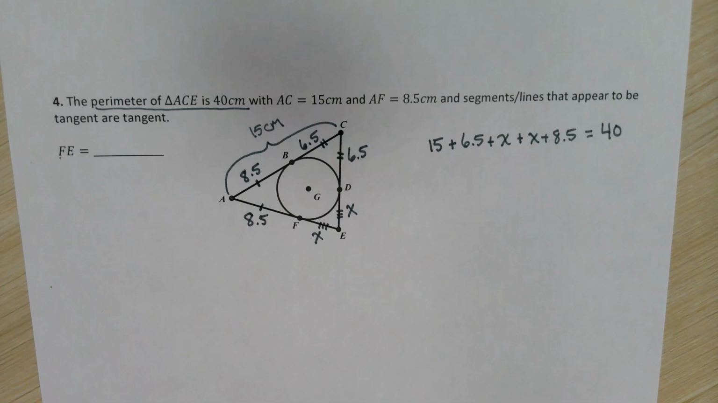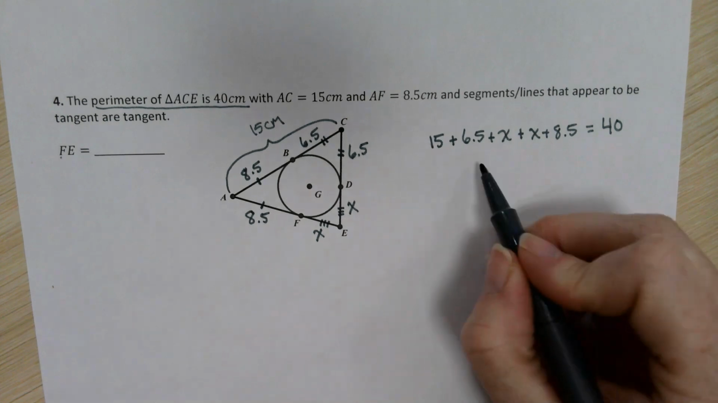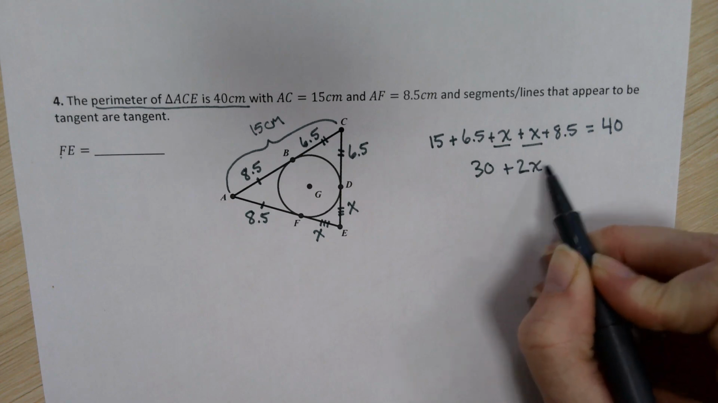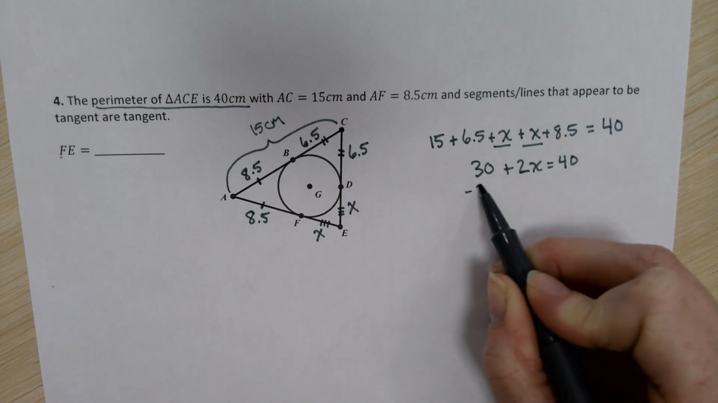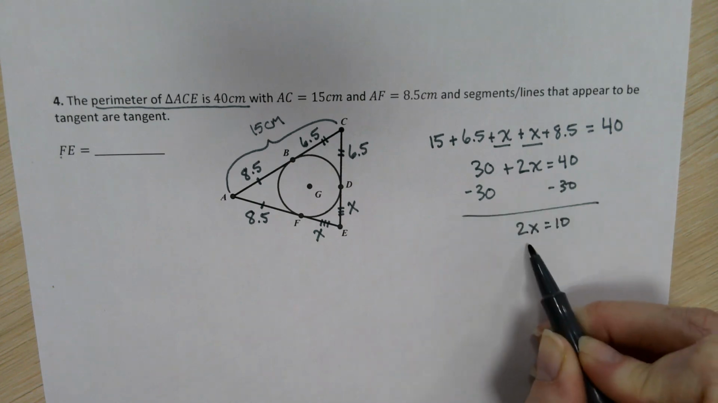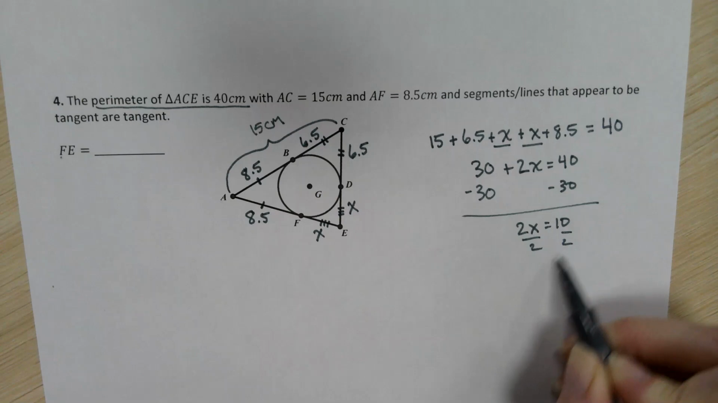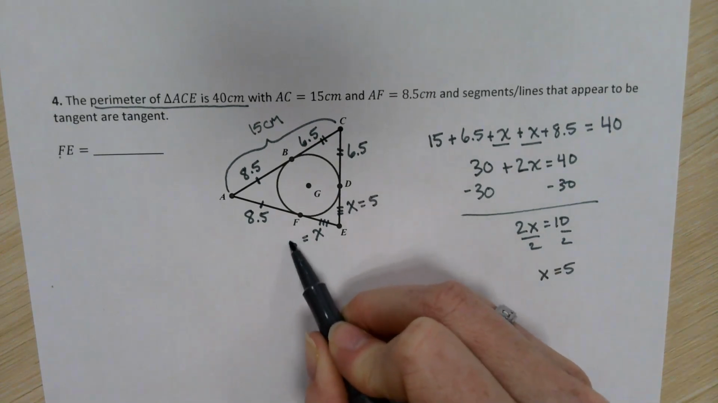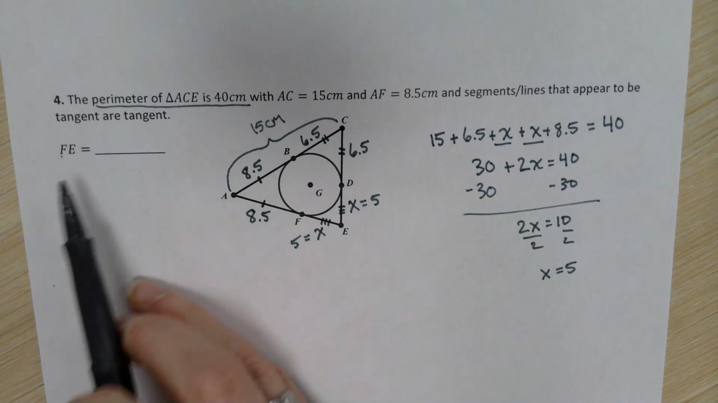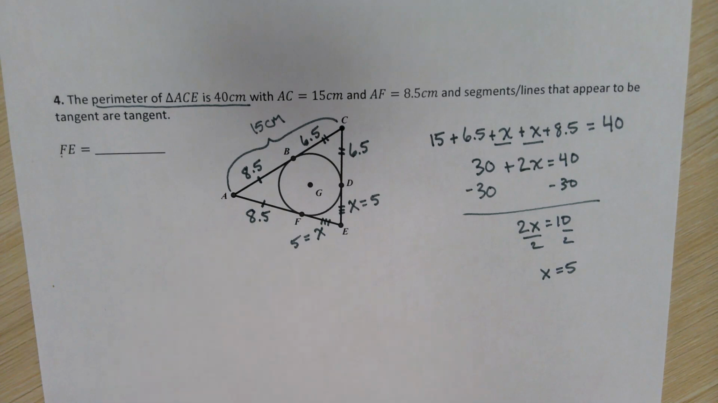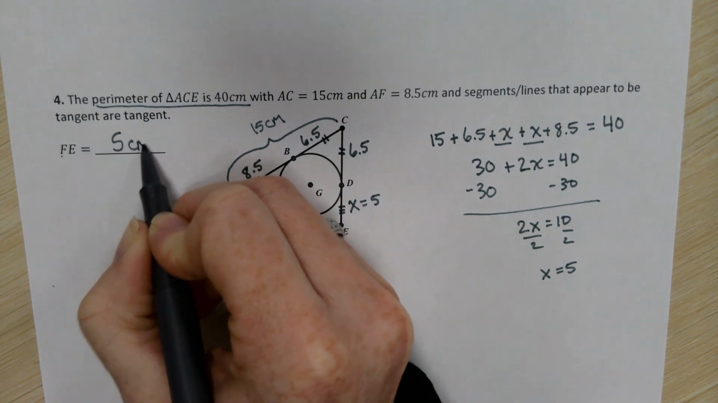So if I combine together my like terms, I'm adding 15, 6.5, and 8.5 together. That's going to be 30. Adding those x's together will give me 2 x's. If we subtract 30 from both sides, we're going to end up with 2x equal to 10. And then dividing by 2 lands us with x equal to 5. Do a quick check. The goal was to track down the length of segment FE, so that's the value I just found, and the units for this entire problem are centimeters.